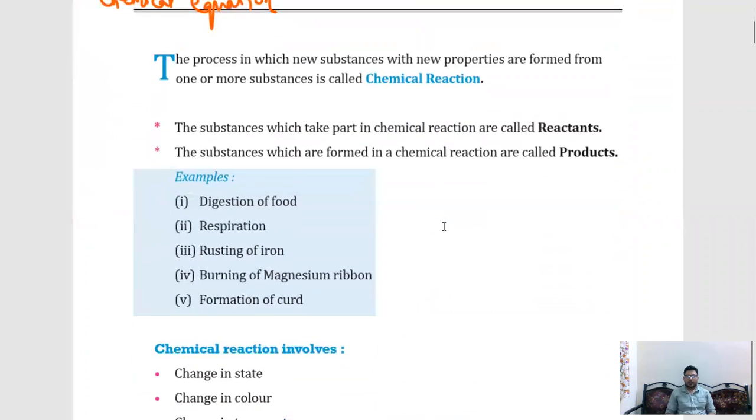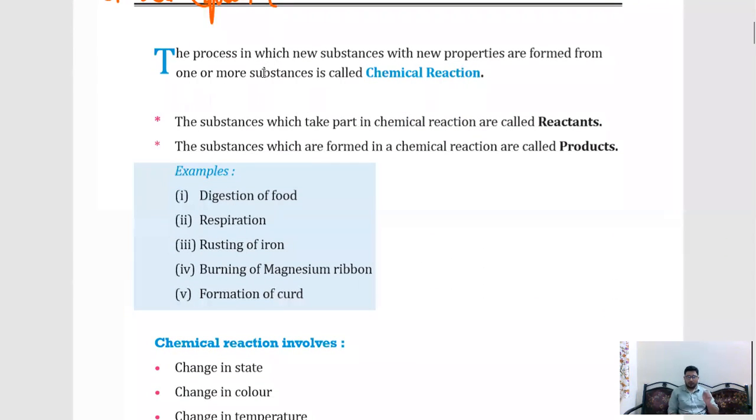You see this first concept: the process in which new substances with new properties are formed from one or more substances is called a chemical reaction. If they ask you what is meant by chemical reaction, you take one substance and add it to another substance, and you will get a new substance. That type of reaction is known as a chemical reaction. There are a few properties for a chemical reaction. You cannot say directly that something is a chemical reaction. There are a few observations that we are going to discuss.